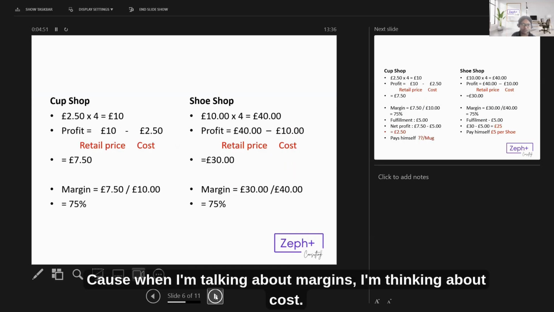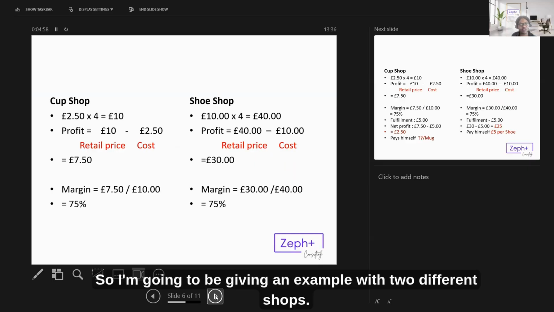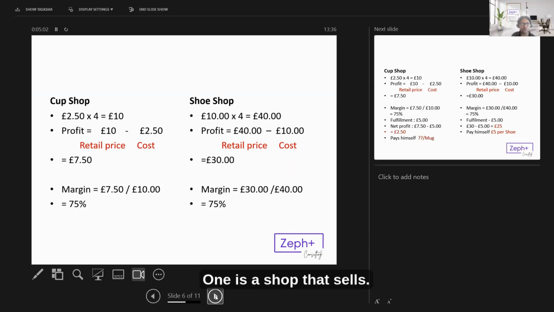Because when I'm talking about margins, I'm talking about cost, you might be listening to me and wondering, how do I relate this to my business? So I'm going to give an example with two different shops. One is a shop that sells cups, and one is a shop that sells shoes.